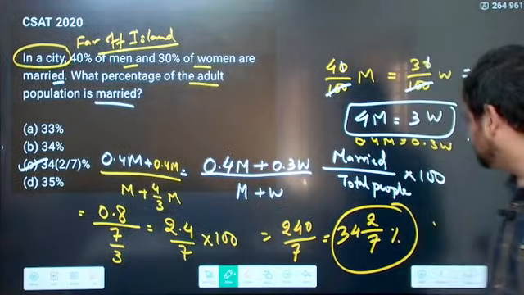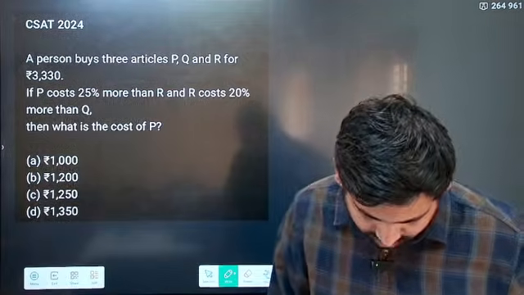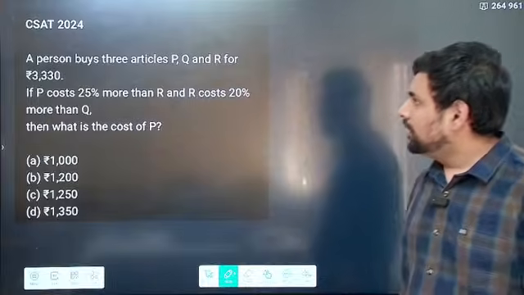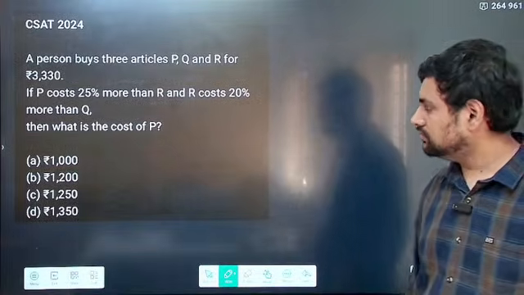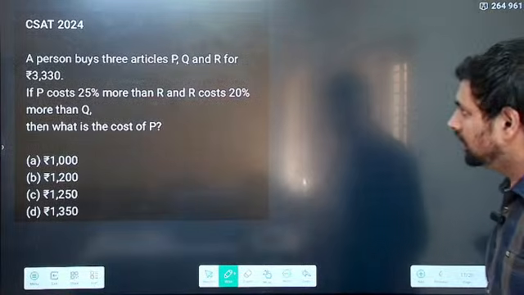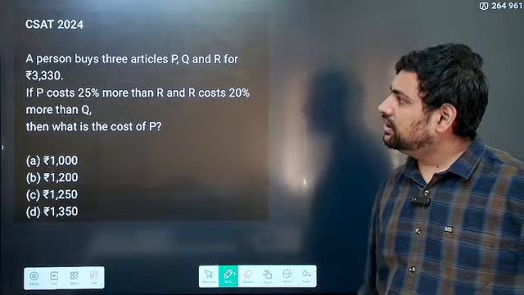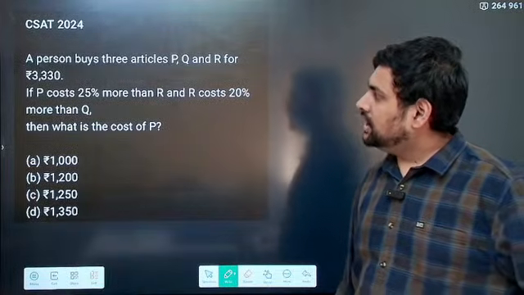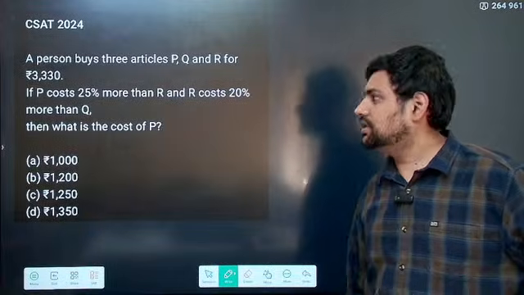Okay, then, yeah, let's do this. A person buys 3 articles P, Q and R for 3,300 rupees. P costs 25% more than R, R costs 20% more than Q. Then what is the cost?